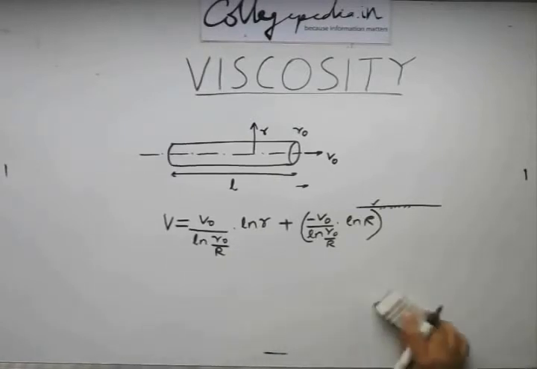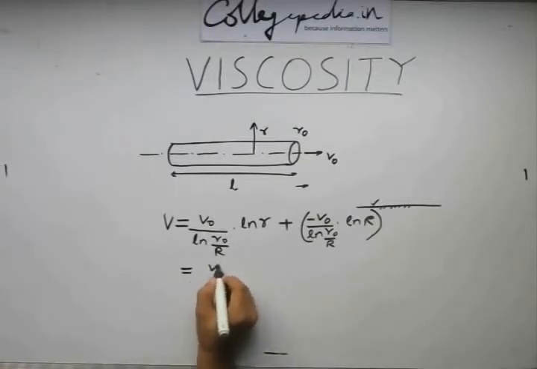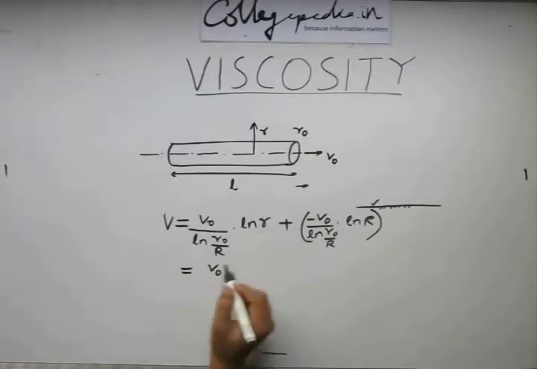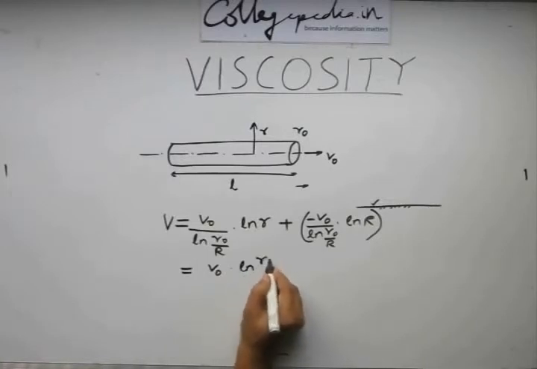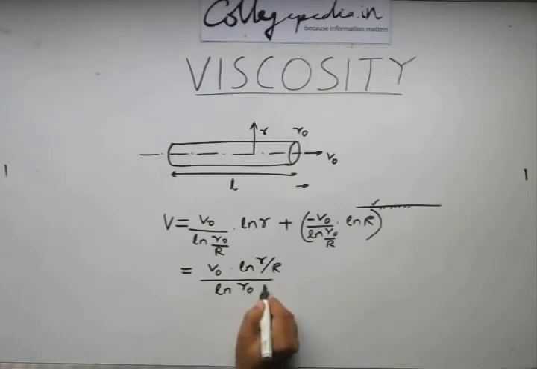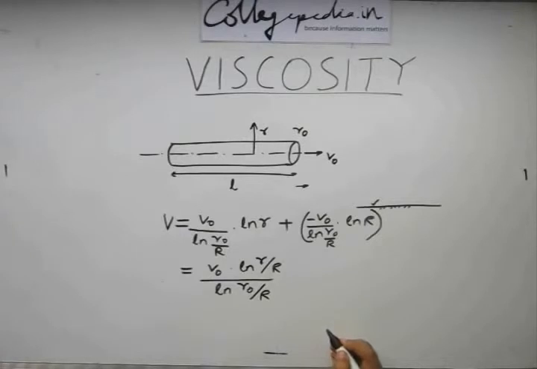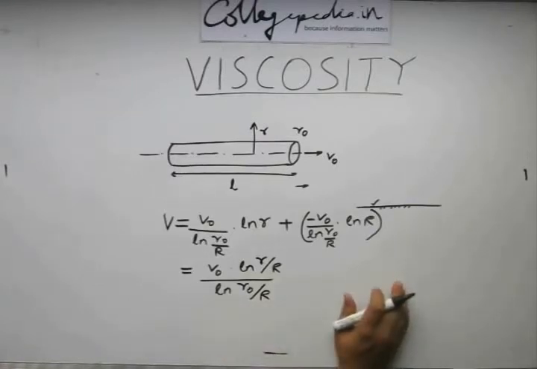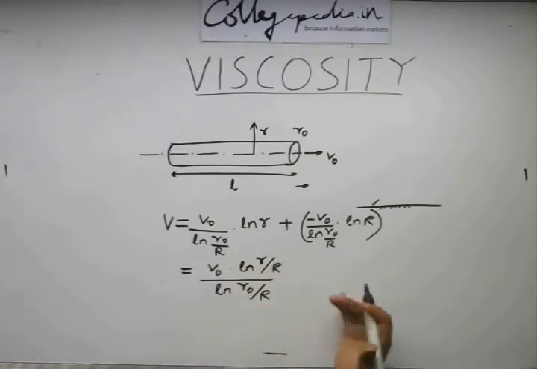Now let us combine these two terms and simplify our equation. This becomes equal to V naught. If we combine these two terms, we get ln of r by R, and in the denominator we have ln of R naught by capital R. This is the velocity profile we are looking for. If we try to plot it in the velocity profile diagram, let us see how it is going to look like.